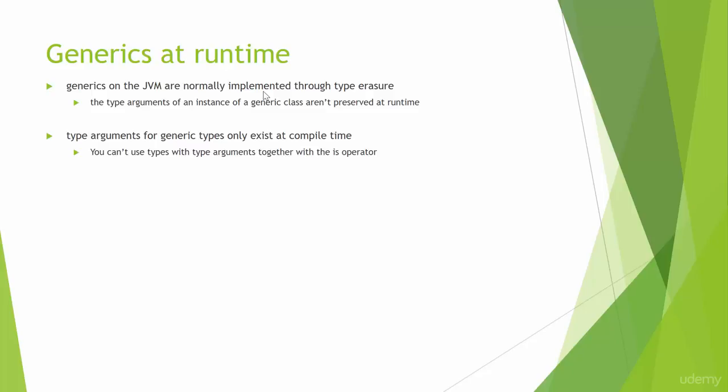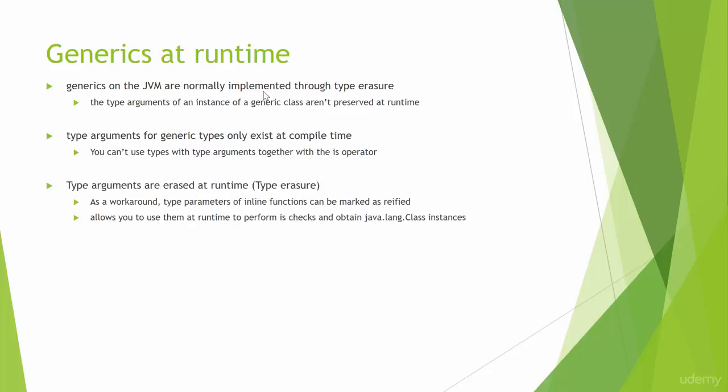So you can't use types with type arguments together with the is operator. You can't check types. You can't say, is this an instance of, or is this a subclass of this on a generic? It won't work. Now, type arguments are erased at runtime, as we mentioned. There is a workaround, however.